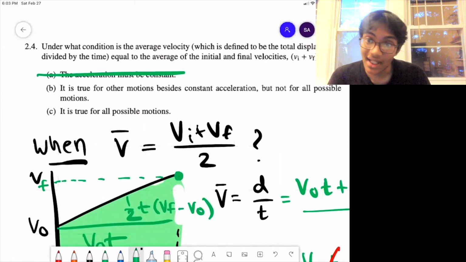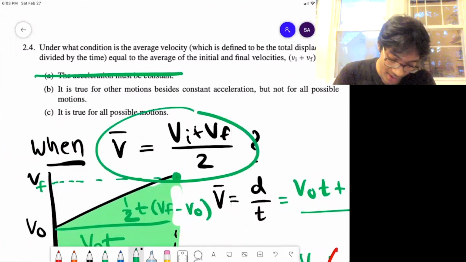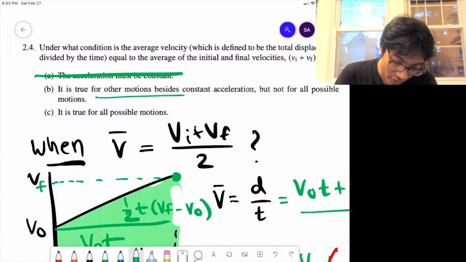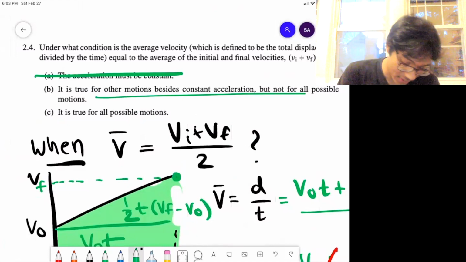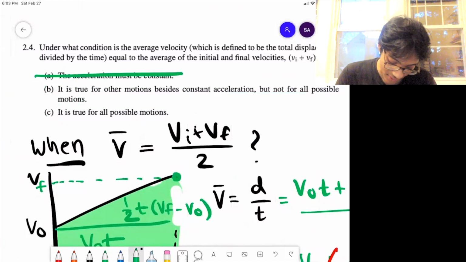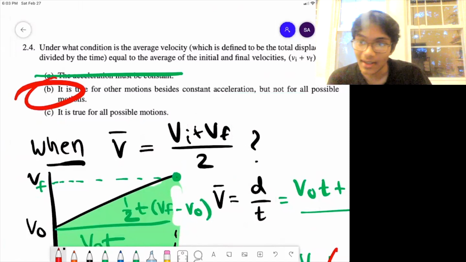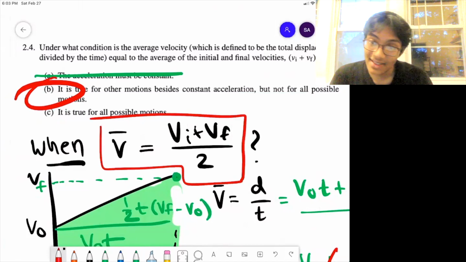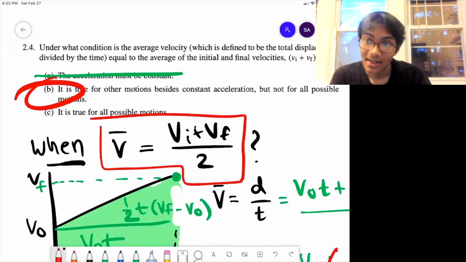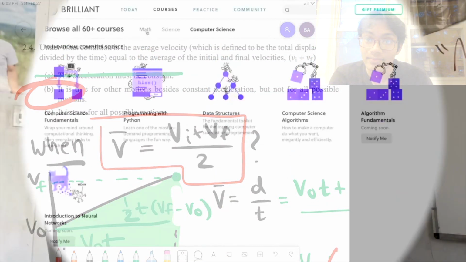The acceleration does not have to be constant for the average velocity formula to be true. It is true for other motions besides constant acceleration, but not for all possible motions. Yes, that's the correct answer. It's a very nuanced thing. The average velocity formula works for all cases where the acceleration is constant, but it also works for some cases where the acceleration is not constant. And so that's the result I leave you with for today, and that's a good place to stop.